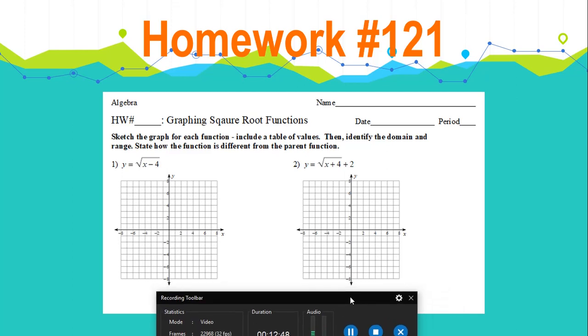This will be homework number 121. This is the number that's going to be correct now. There'll be 8 problems. Make sure you follow the instructions. You're going to sketch a graph, include a table of values. You're going to identify domain and range, and then tell me how it's different from the parent.